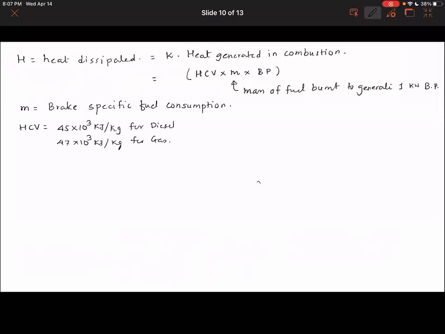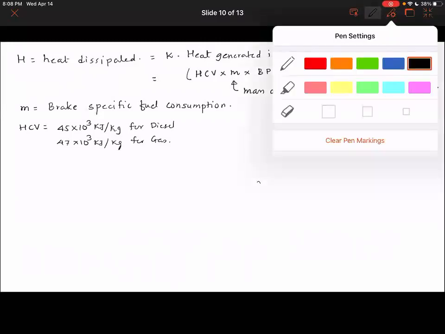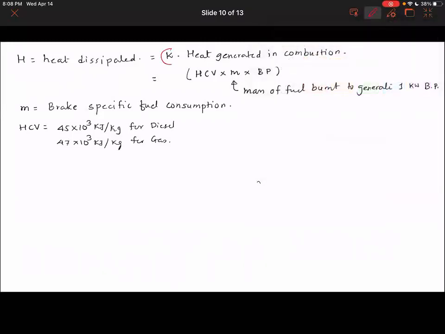And again, this constant K usually is considered as a fraction, which is usually taken as 0.05. So what we are assuming is that out of the heat that is generated, only about 5% of the heat is flowing through the piston crown.